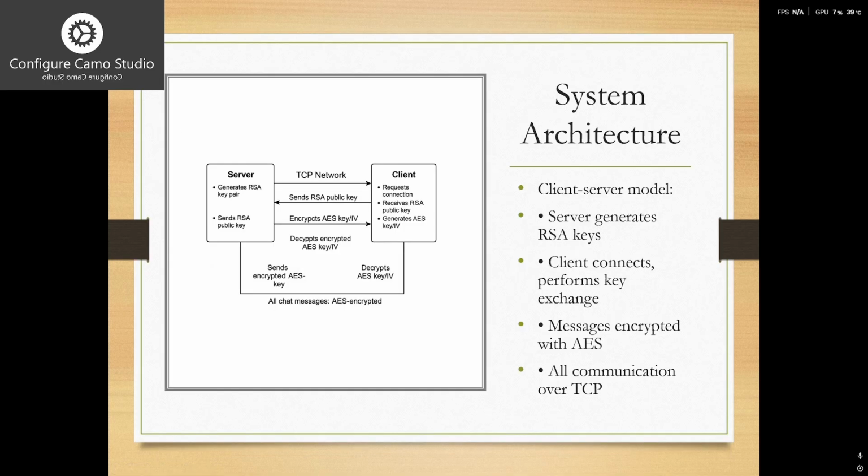For our system architecture, the application uses a client-server architecture. Here's how it works. The server generates a 2048-bit RSA key pair each time it starts. The client connects to the server via TCP and retrieves the server's RSA public key. The client then creates a 256-bit AES session key and a 128-bit initializing vector. These values are encrypted with the RSA public key and sent to the server. Once both sides have the AES key and IV, they begin exchanging AES-encrypted messages. And all this communication is happening over TCP, which ensures reliable delivery.